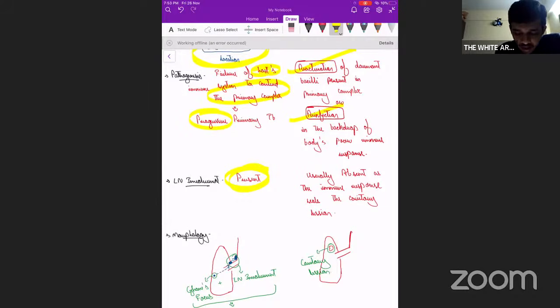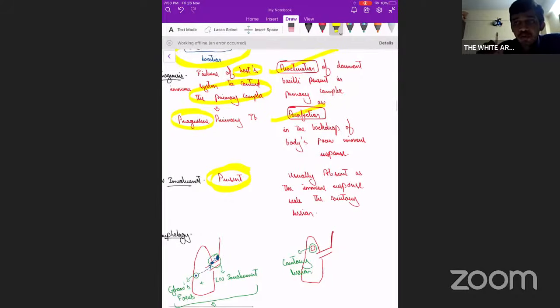But what happens in secondary tuberculosis is that lymph node involvement is usually absent, because once the cavity lesion is formed, the immune system manages to wall off the infection around it, so it will prevent the lymphatogenous spread. Okay, so it is usually absent.